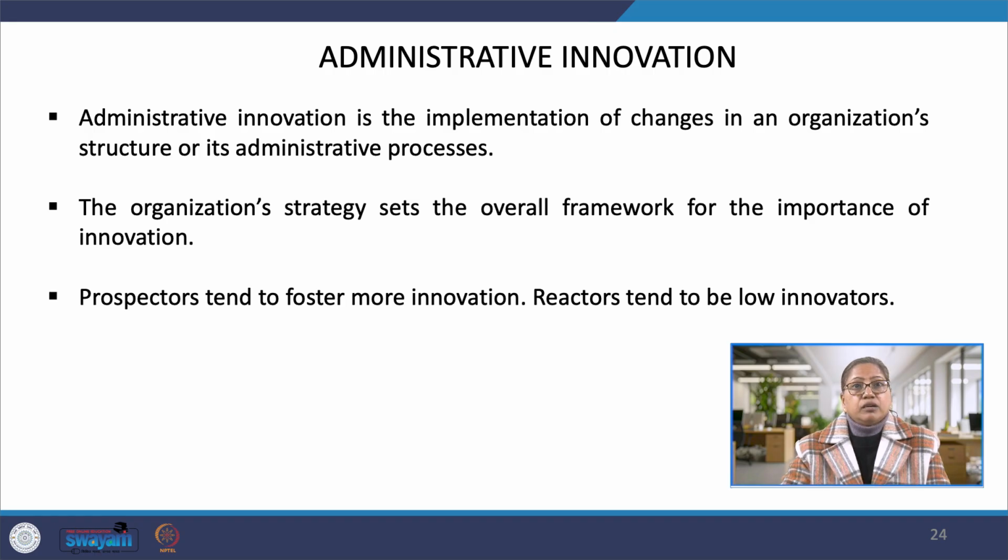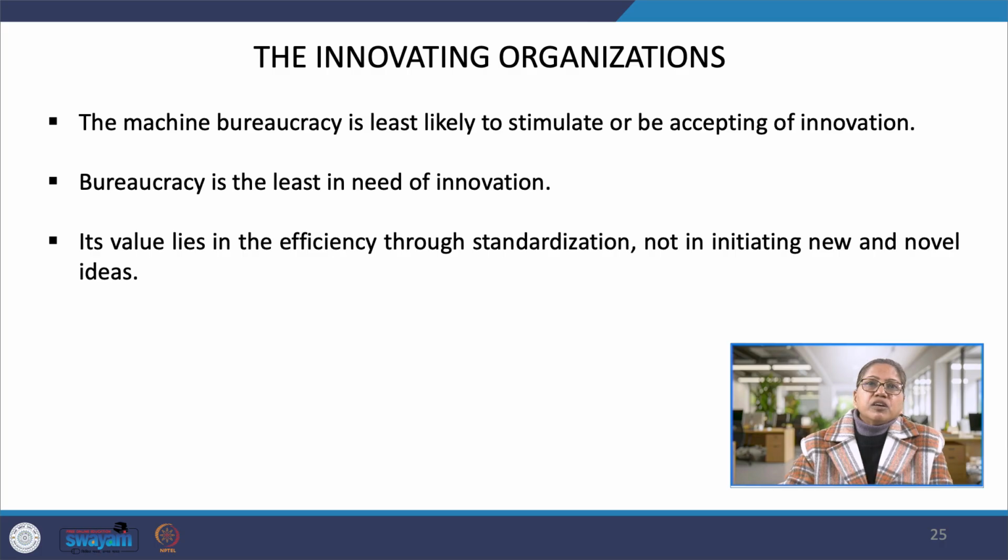But clearly, certain structures are better than others for stimulating innovation. Machine bureaucracy is least likely to stimulate or accept innovation. Of course, one would argue that because it tends to be associated with a stable environment, bureaucracy is least in need of innovation. Its value lies in efficiency through standardization, not in initiating new and novel ideas. Innovation is most likely to flourish in adhocracies and in simple structures.